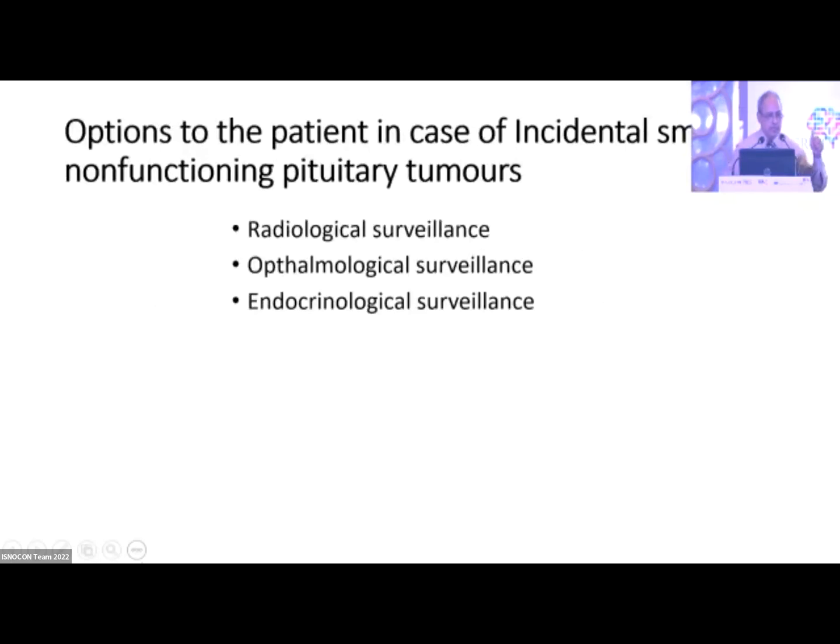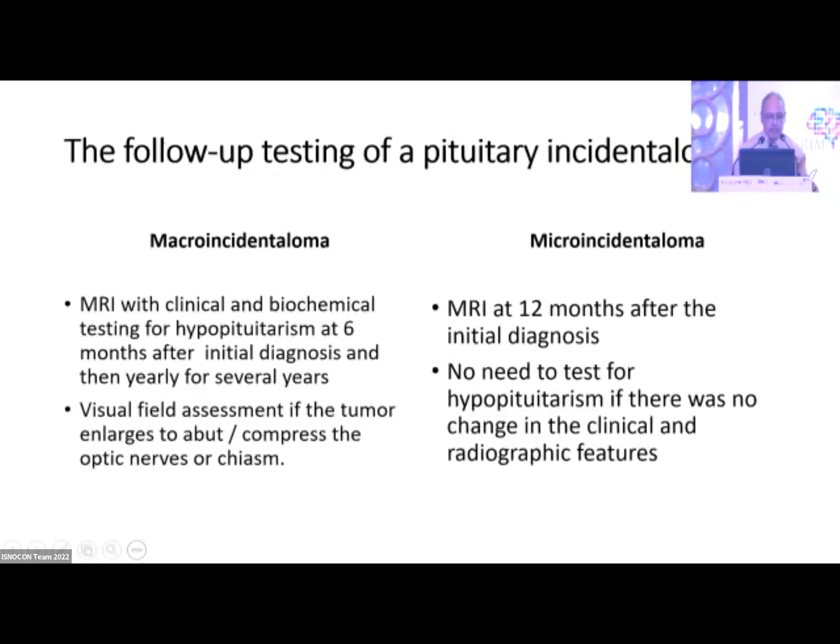So the options here again are radiological surveillance, ophthalmological surveillance, and of course, endocrinological surveillance. So there is a laid down sort of rough guideline which has been suggested. It's a microadenoma. You do MRI and biochemical testing in 6 months, and then after that, if everything is stable, repeat it every 1 year and do the visual field testing every 6 months.